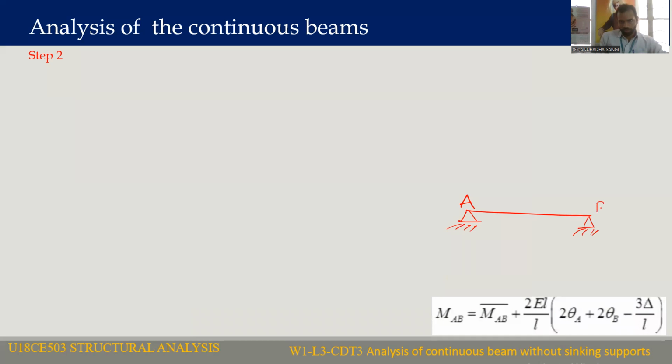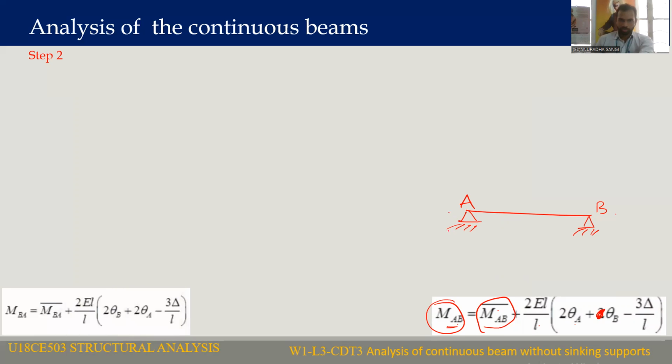For AB span, final end moment MEAB will be equal to MFAB plus 2EI by L into 2 theta A plus theta B minus 3 delta by L. MEAB, final end moment, will be equal to moment due to loading, that is fixed end moment, plus 2EI by L into 2 theta A plus theta B minus 3 delta by L. So this is the equation.